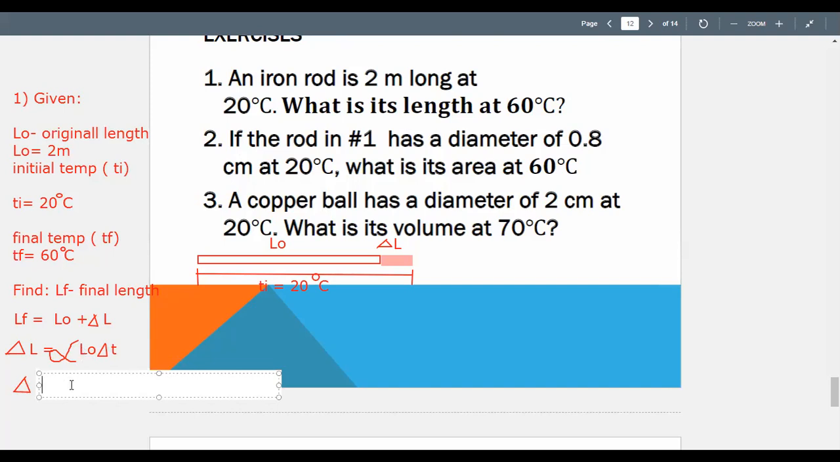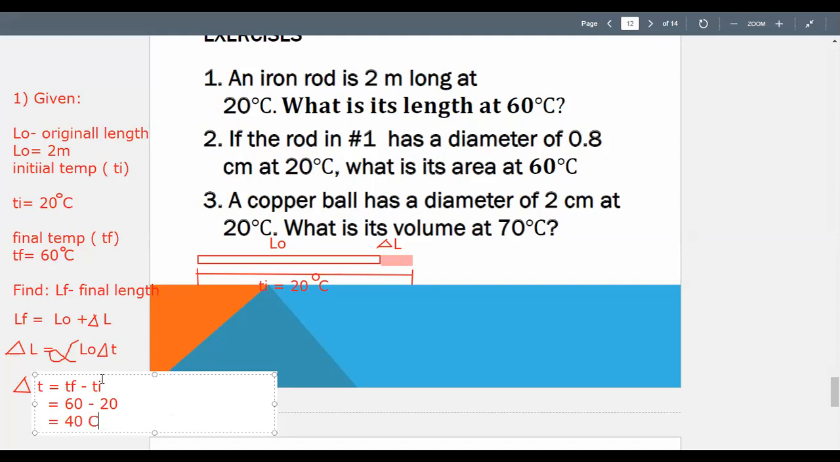This delta T value, pwede ito ma-solve una gid. This is the easiest one. So delta T is equal to T sub F minus T sub I. And how much will be our delta T? This is 60 minus 20. Now this gives us 40.